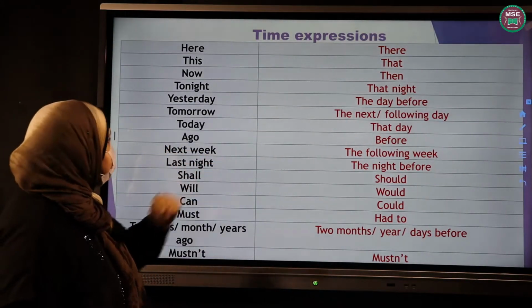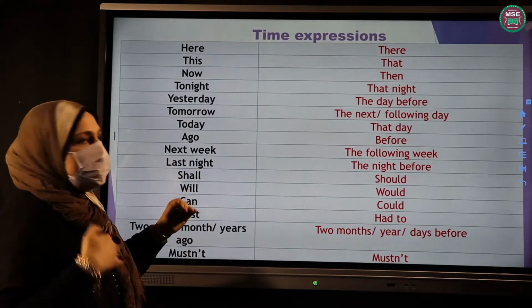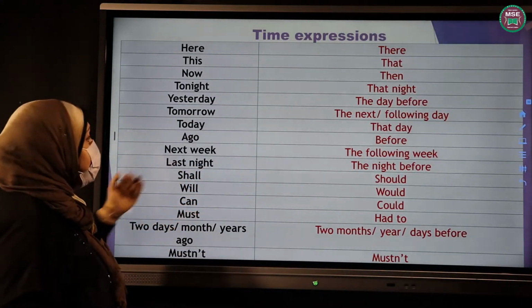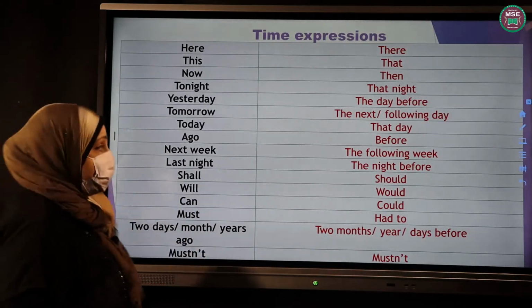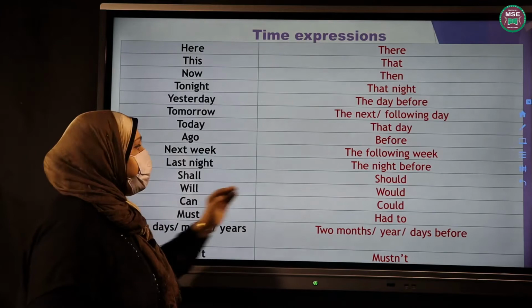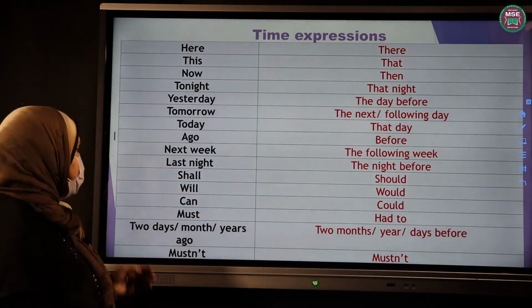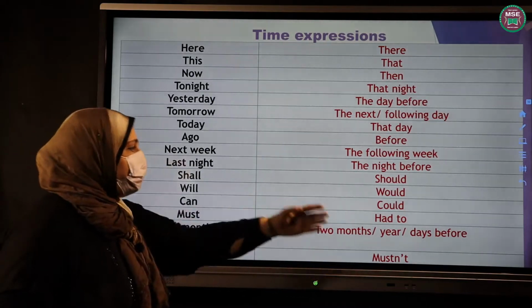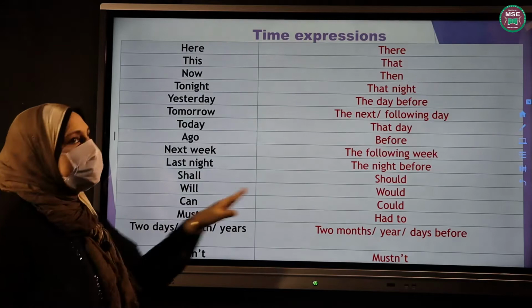Today is that day. Ago is before. Next week, the following week, the coming week, the week after. Last night, the night before or the previous night. That's correct. Shall, as I said before, is going to be should. Will is would. Can, could. Must, had to. Two days ago, two days before. Two years ago, two years before. And mustn't, leave it mustn't as it is.